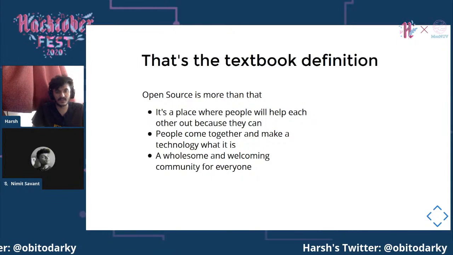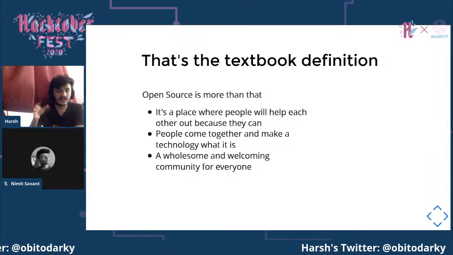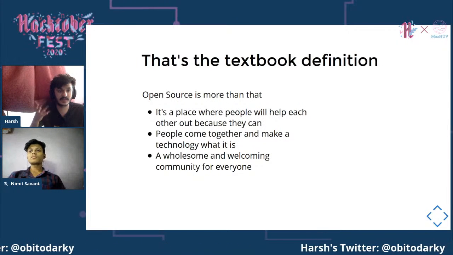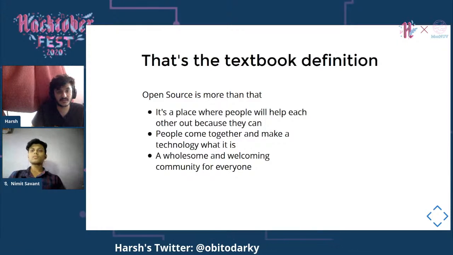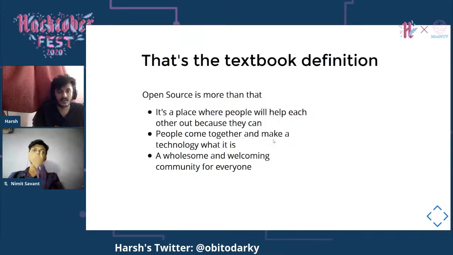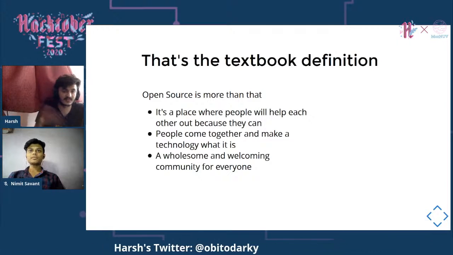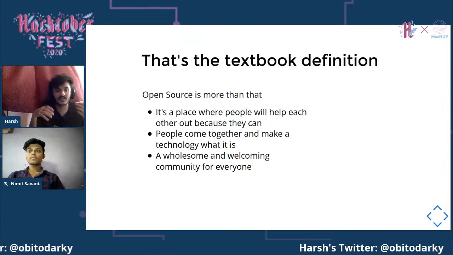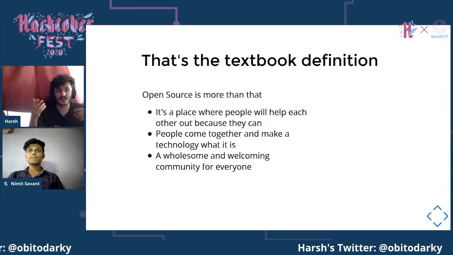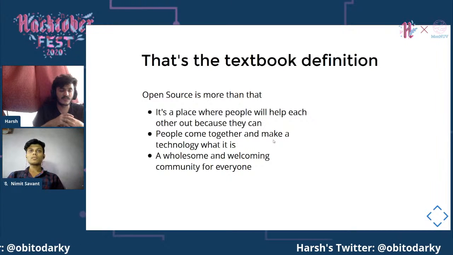I'll tell you why later on. People come together and make technology what it is. There are some very popular open source projects that are big because people contribute a lot to them. One of them is VS Code, probably the most loved and most widely used text editor out there, and it's more than a text editor if you ask me. When Microsoft released it, it was like a text editor, but VS Code has really matured over the years because of open source contributions. So people come together, they contribute, and they make technology what it is today.